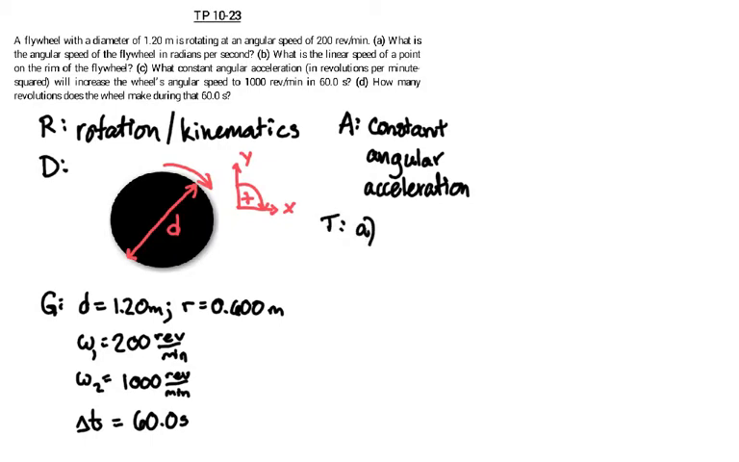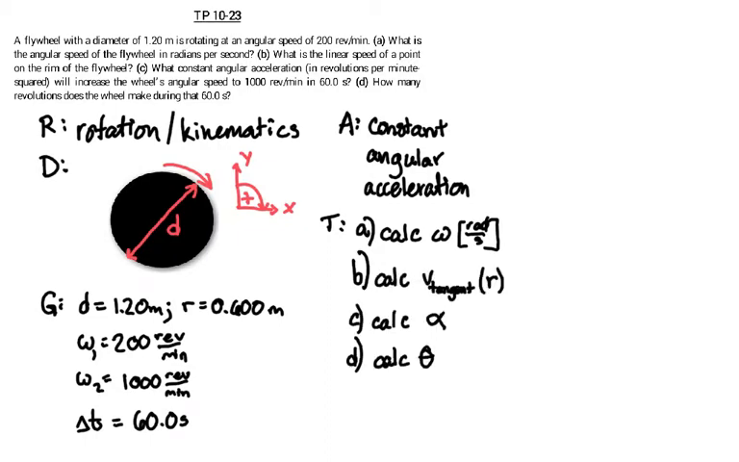Part A, calculate omega in terms of radians per second, because that's how we report any type of angular motion, is in radians per second, or radians per second squared. And I'm going to pause and delve these out.